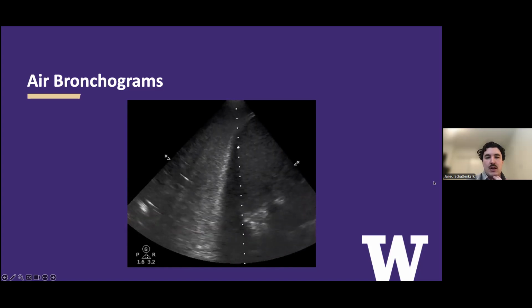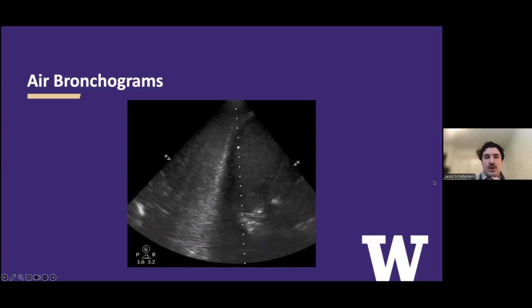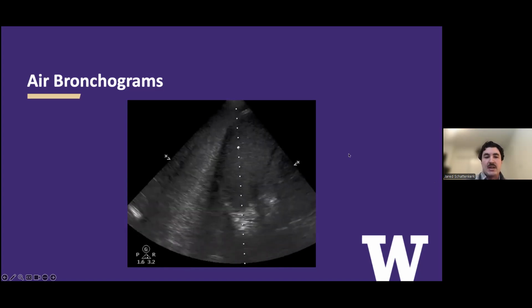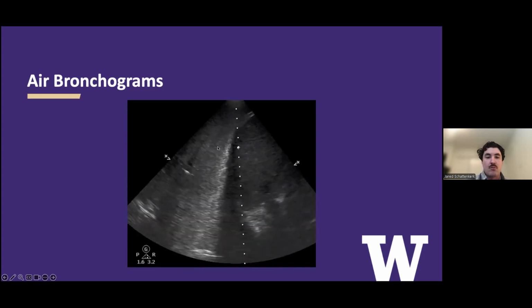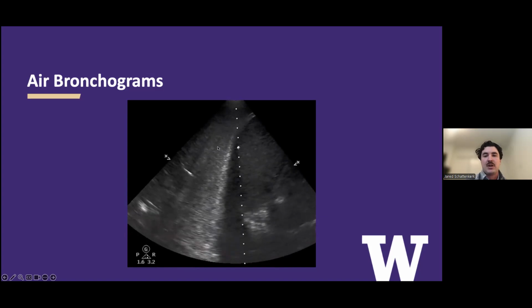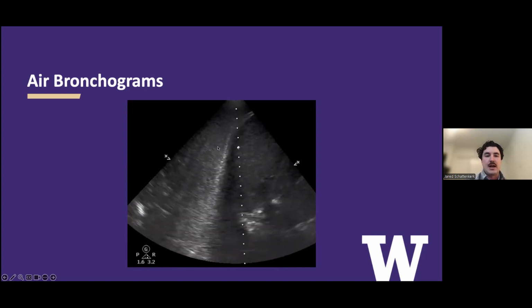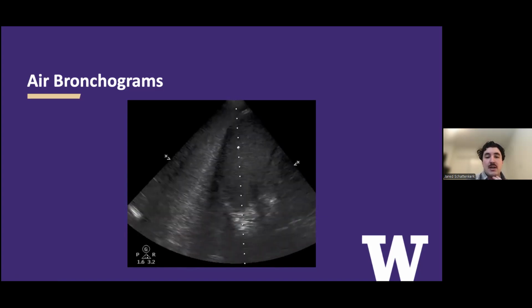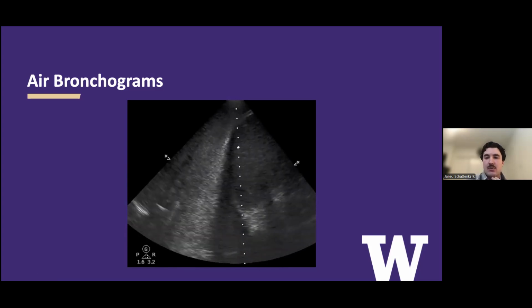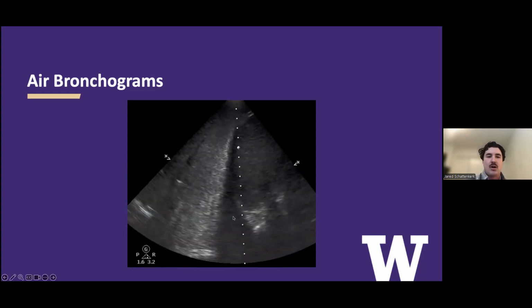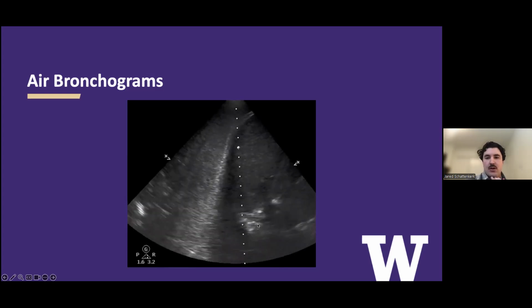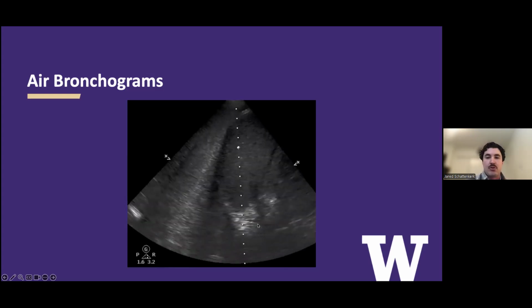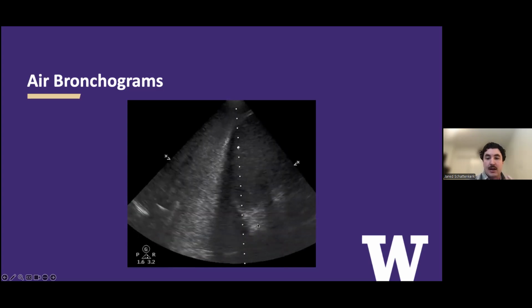Something I read, something I've never been able to appreciate myself, is that these dynamic air bronchograms, which we see in the image here, tend to occur more in pneumonia. So they move as the patient inhales and exhales. Whereas something like an atelectatic process will tend to have a static air bronchogram. So this wouldn't be moving, it would just be static through the respiratory cycle. And that's because these air bubbles are completely trapped behind the collapsed lung.